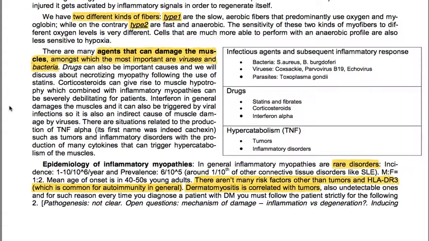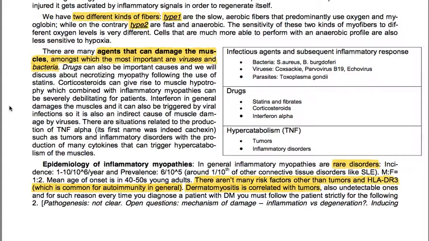We have two different kinds of fibers. Type 1 are the slow aerobic fibers that predominantly use oxygen and myoglobin, while on the contrary, type 2 are fast and anaerobic. The sensitivity of these two kinds of myofibers to different oxygen levels is very different. Cells that are much more able to perform with an anaerobic profile are also less sensitive to hypoxia.